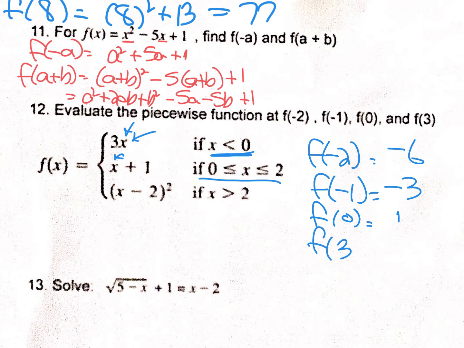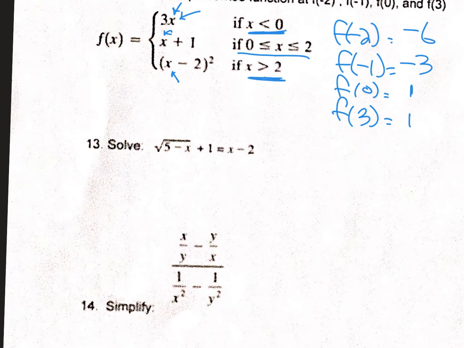And then f of 3. 3 is obviously greater than 2, so I'm going to plug the 3 right there. 3 minus 2 is 1. 1 squared is 1. That's really not too bad, the piecewise. Then we get to the review.